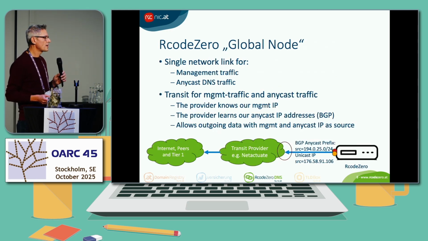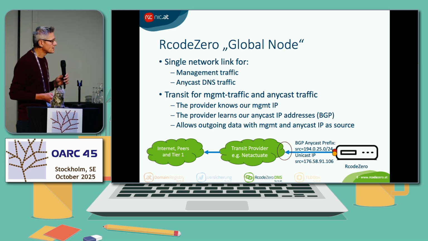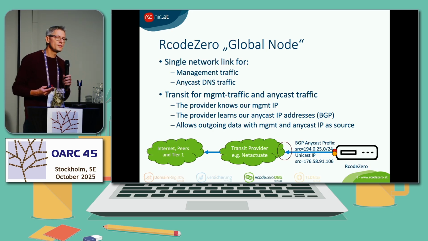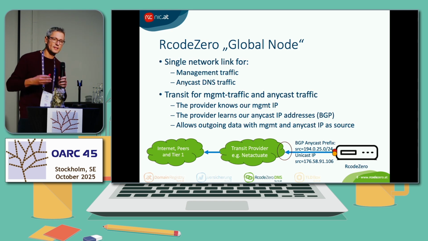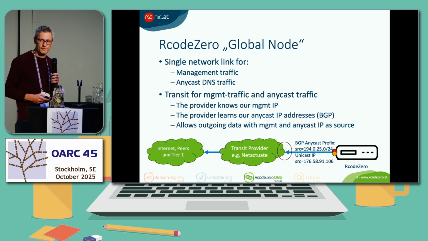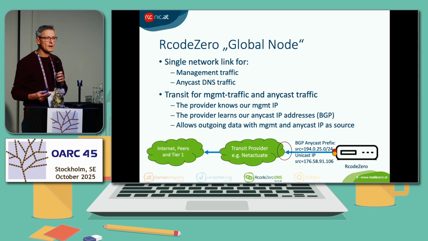In our setup, when we have a so-called global node, that means that we have an internet provider which gives us transit for the DNS service and for the management. That means we use a single network interface card, and the unicast and the Anycast IP addresses are assigned to that interface. So we use the same interface for the management and for the Anycast DNS traffic. Of course, our provider, like nic.at, like Kate before, is one of our providers. They know what our unicast IP address is because they assigned it to us, and they also know our Anycast IP addresses because we announce them with BGP. So they know what our IP addresses are and they can filter on it.